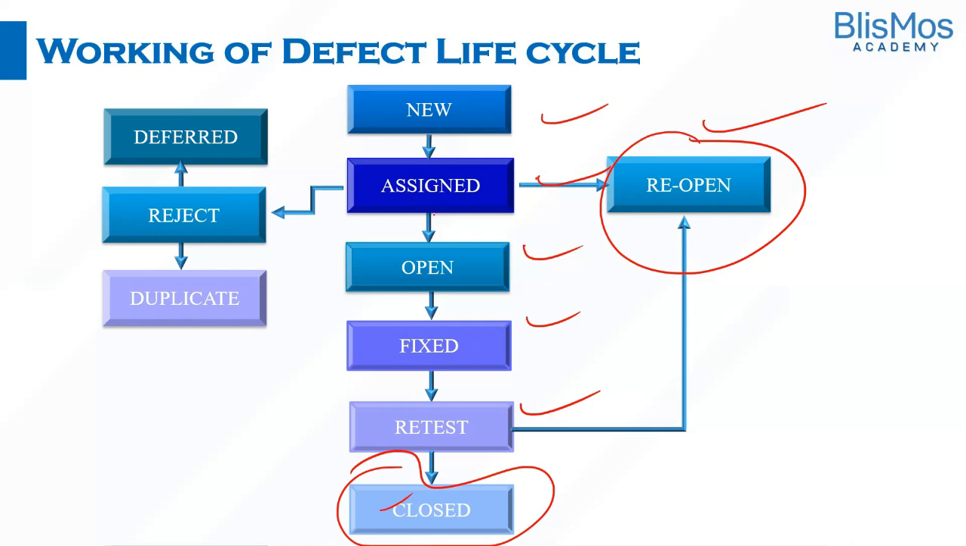Sometimes what happens is, when you assign a defect, from that stage you may have other three states. It can move on to the deferred state or reject state or duplicate state. We will look at all these states in the subsequent slides.